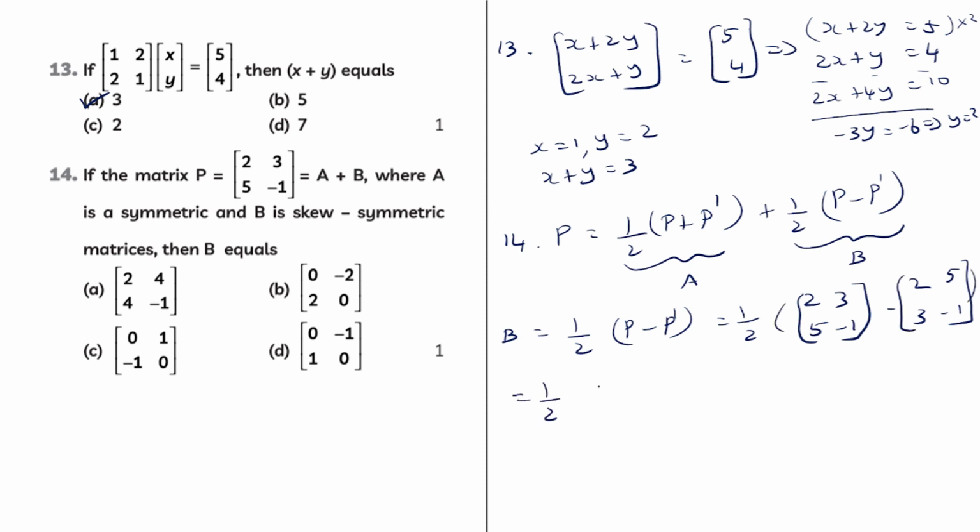So this is half of the matrix 2 minus 2, 0, 3 minus 5 minus 2, 5 minus 3, 2, minus 1 plus 1, 0. Now we can divide each element by 2 here. So 0 by 2 is 0, minus 2 by 2 is minus 1, 2 by 2 is 1, 0 by 2 is 0. So B is the matrix 0, minus 1, 1, 0. The correct option is option D.